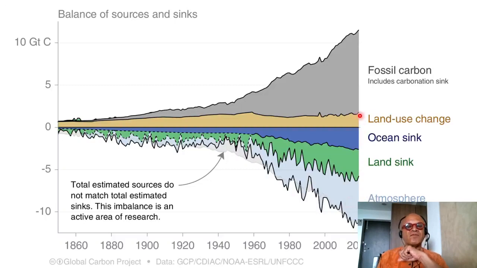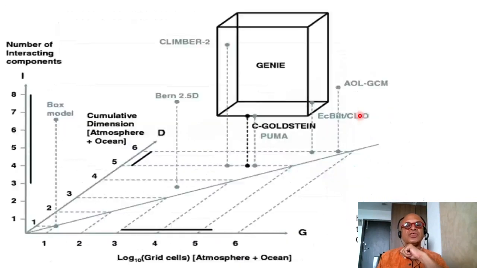So that's kind of what models also have to include and simulate for projecting into the future. So projections of the future are typically few decades to a century, and they have increased in complexity and resolution and so on to make them more realistic. In general, you look at the grid cells here in a log scale for the atmosphere and the ocean, and you have number of interacting components.